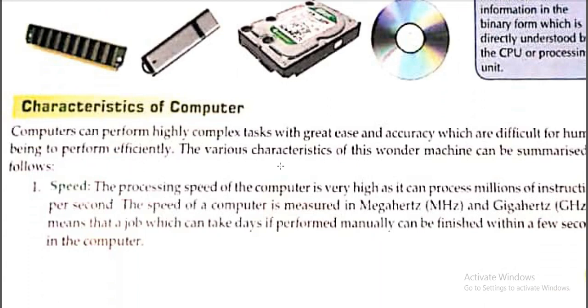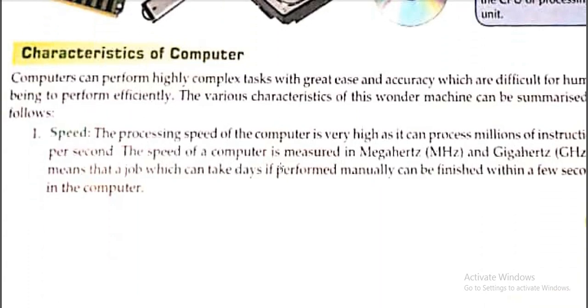Basically, characteristic means advantage of the computer. First comes speed. The processing speed of a computer is very high, as it processes millions of instructions per second. The speed of the computer is measured in megahertz and gigahertz, which means that a job which can take days if performed manually can be finished within a few seconds.